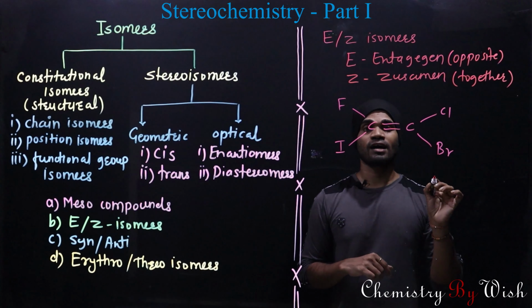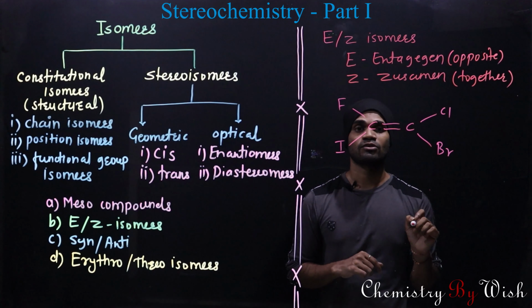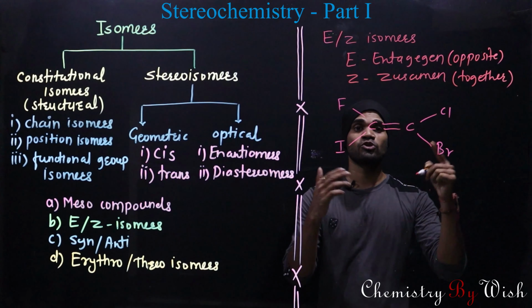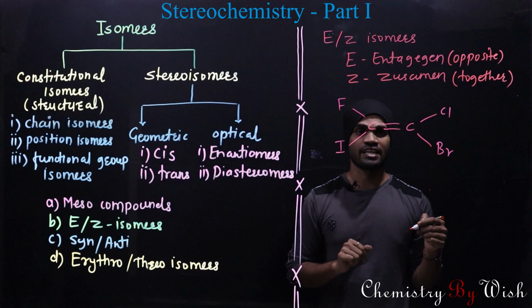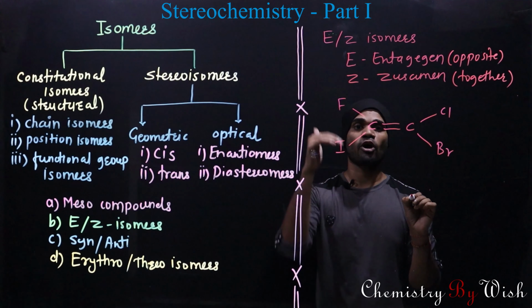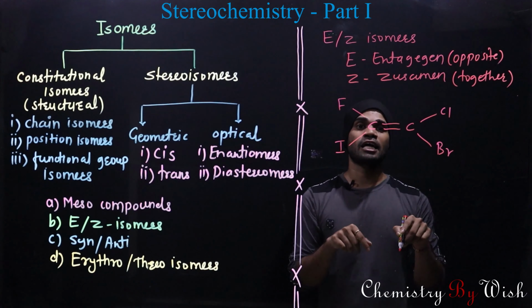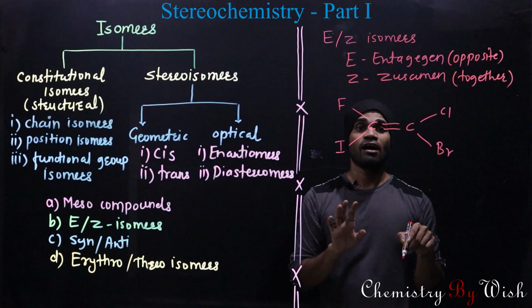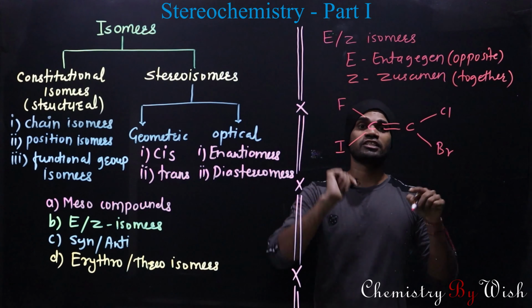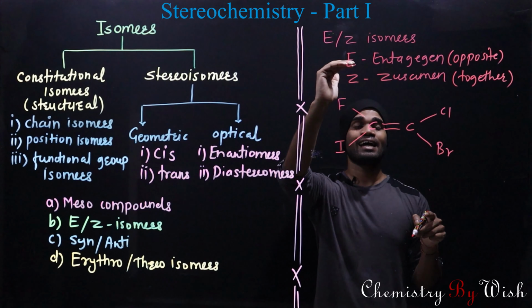अगर हमको कोई बोलेगा this compound is cis or trans, तो हम नहीं बता सकते, because there are no similar groups. So at that time we use this concept, that is the E and Z isomer. So higher priority groups अगर same side पे रहेंगे, so it is called as Z isomer. And अगर higher priority groups opposite side में रहेंगे तो उसको बोला जाता है E isomer.